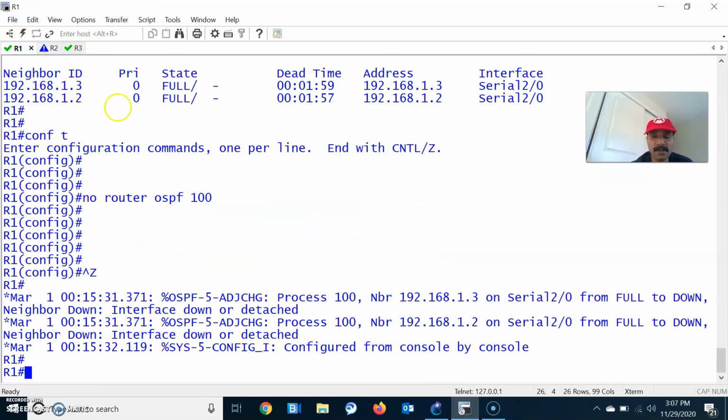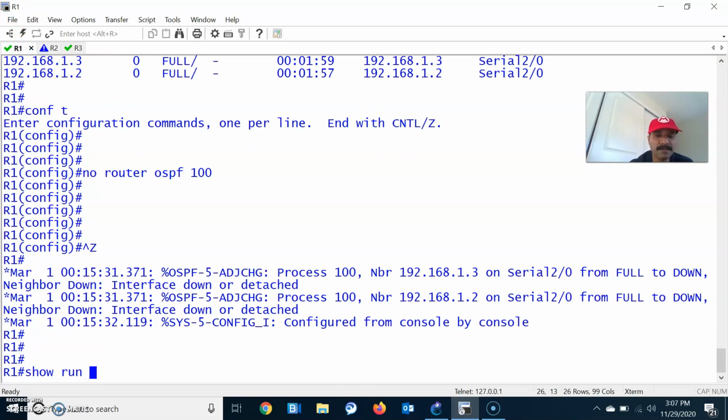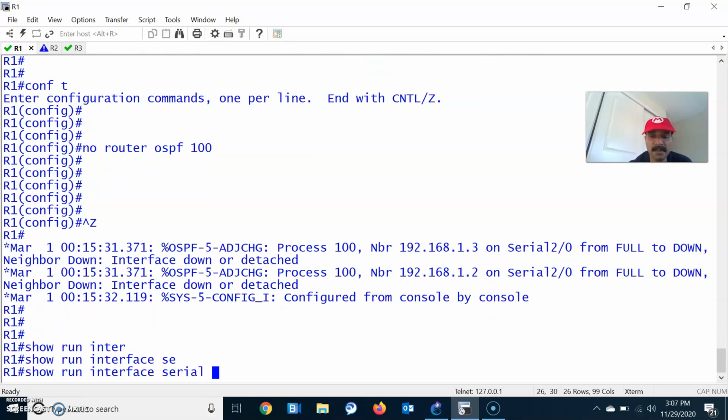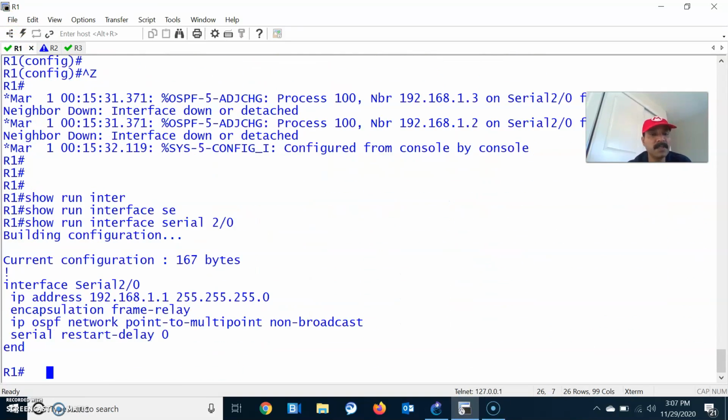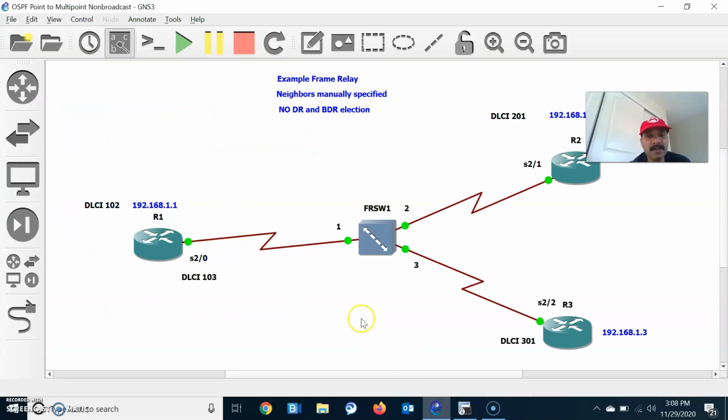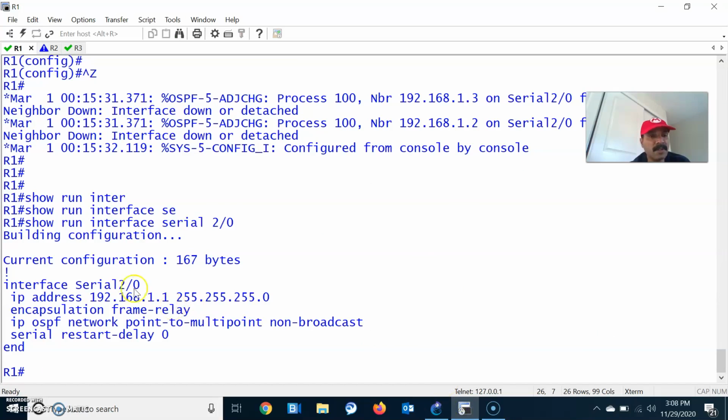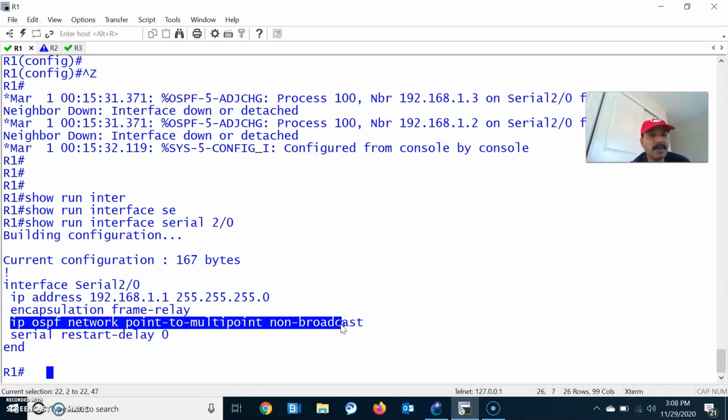Let us go to R1, show run interface serial 2x0. So this is the main office router, right? This I configured as a point to multipoint non-broadcast network. I have to specify the IP address, then I have to enable the encapsulation frame relay. Then I have enabled the network point to multipoint non-broadcast.